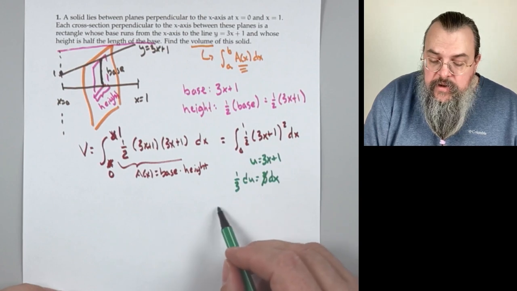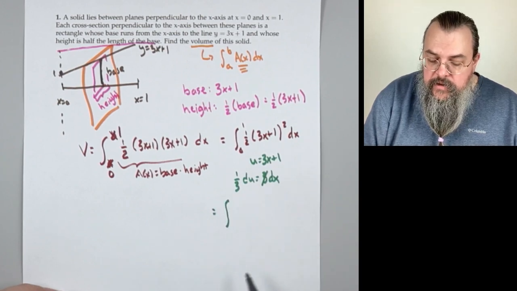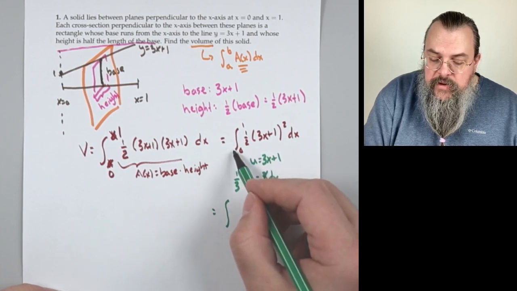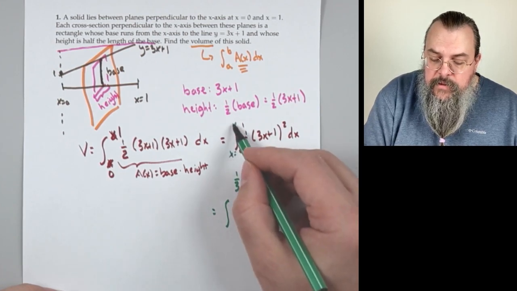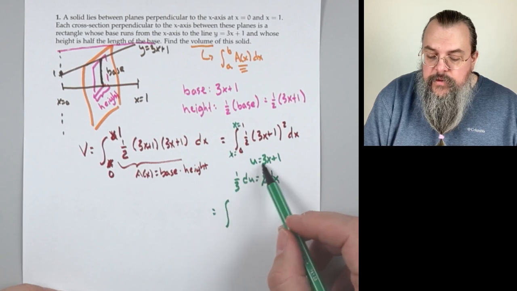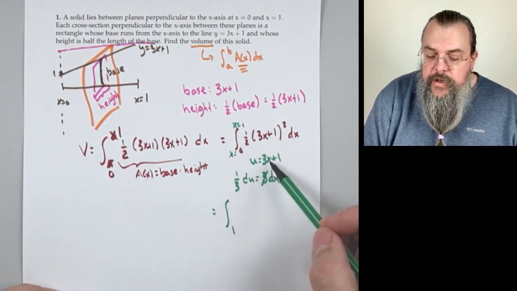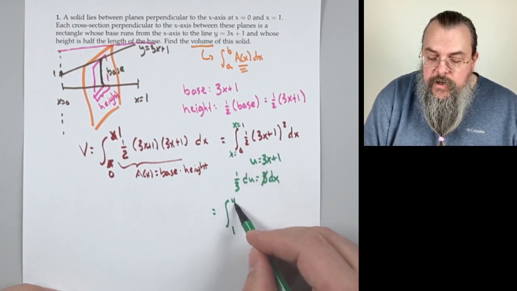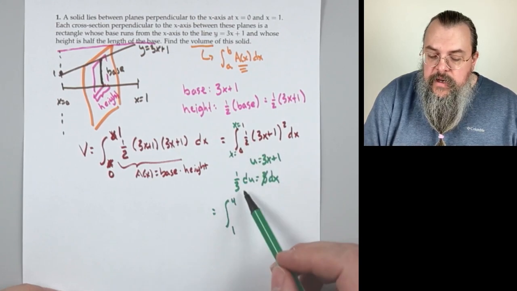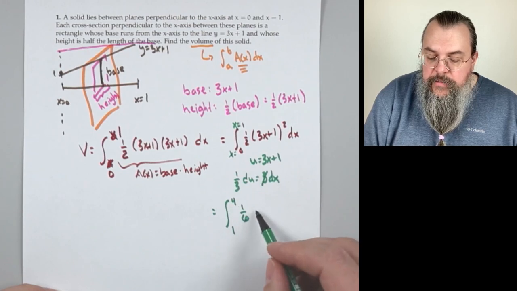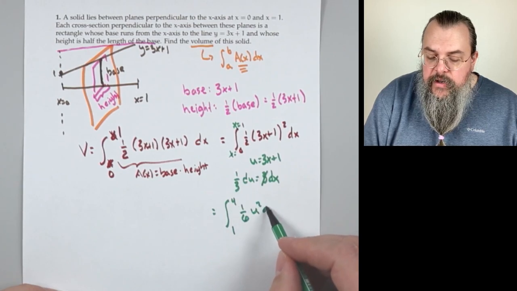And then this integral becomes the integral, well, when x equals 0, because these are x bounds, then what does u equal? Well, u is 3 times 0 plus 1, which is 1. When we go to 1, 3 plus 1 is 4. We have the 1/2, and then we're going to get a 1/3, so that makes 1/6. And then we have our u squared du.